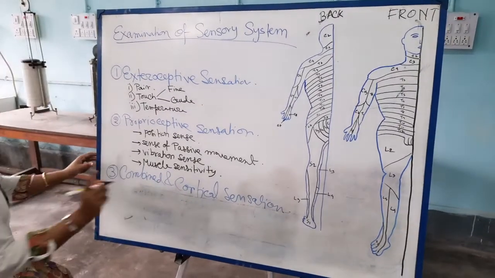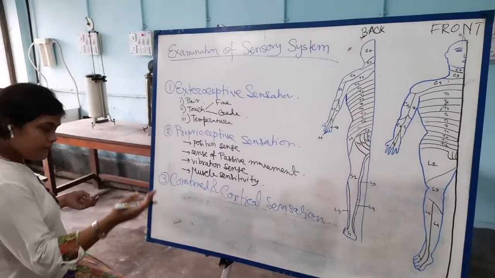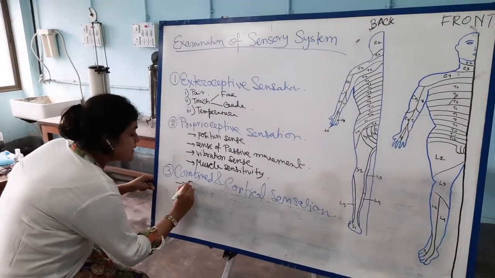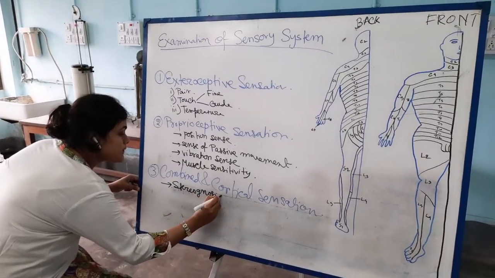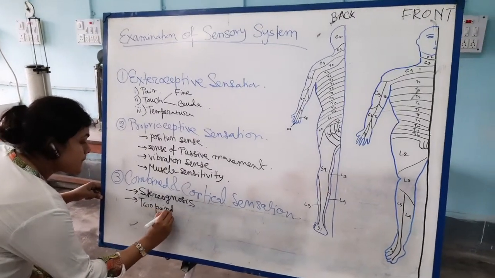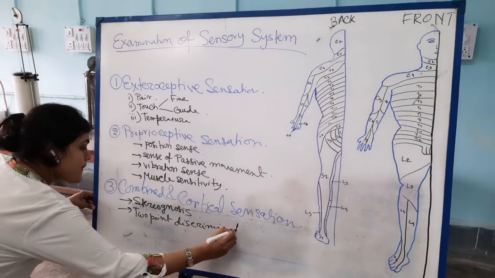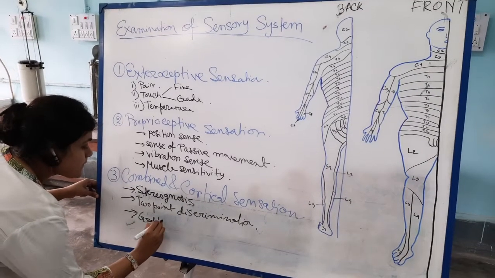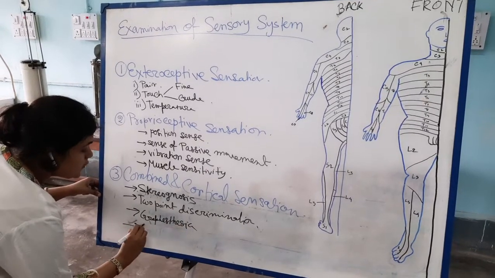Then comes combined and cortical sensation. Mainly the parietal cortex as well as spinal cord, these are responsible for this type of sensation. There comes stereognosis, 2-point discrimination, graphesthesia, and tactile localization.